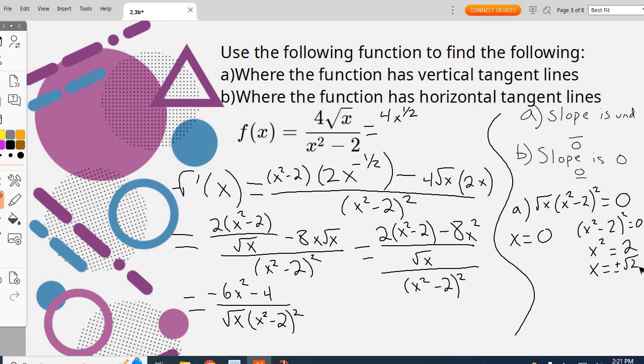So how many places do we have vertical tangents? 3. So on our graph, whatever that graph looked like, there should be 3 spots where it goes up really steep, where you have a vertical tangent at that spot.